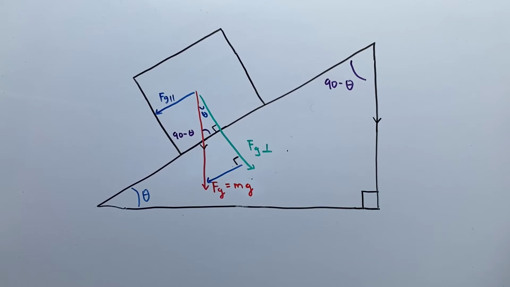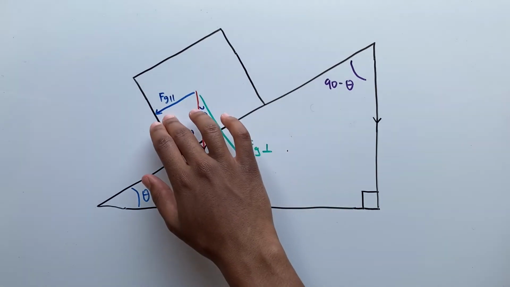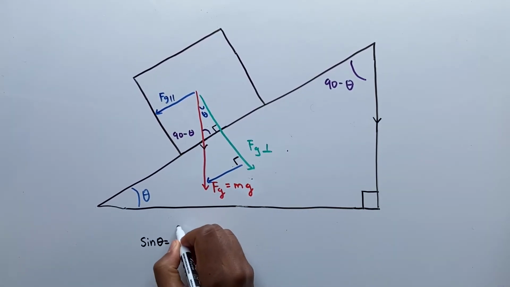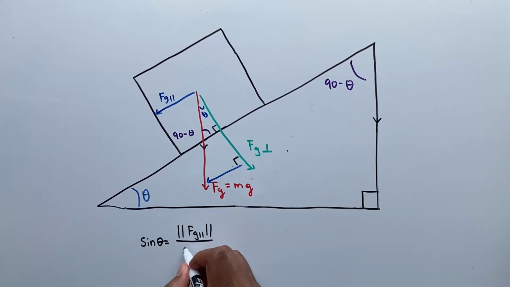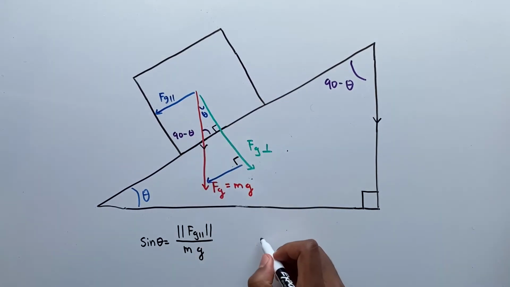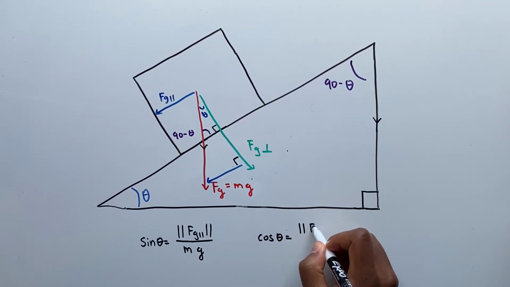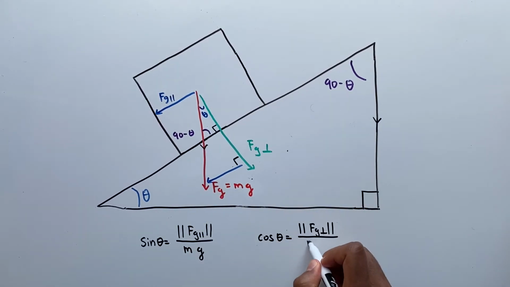And we can use our basic trigonometry principles to find the magnitude of the force perpendicular to the surface and the force parallel to the surface. And we can see that the sine of our angle is equal to the magnitude of our parallel force of gravity divided by our original gravitational force, which equals our mass times our gravity. And we see that the cosine of our angle is equal to the magnitude of our perpendicular force of gravity divided by our original gravity, which is our mass times our gravity.